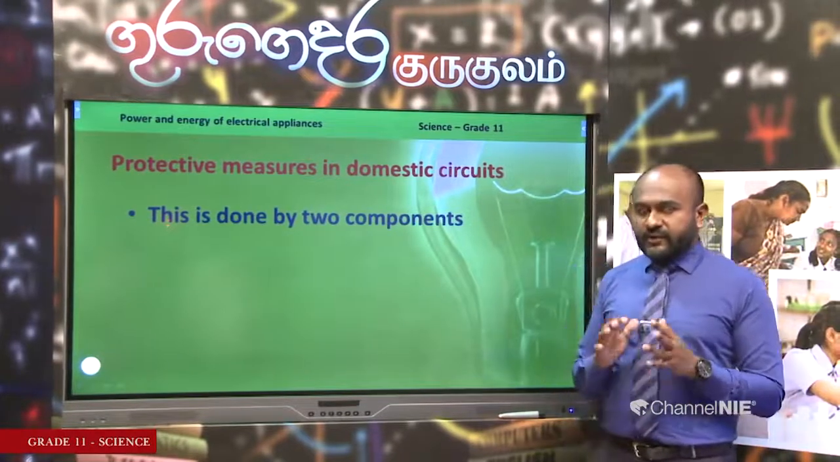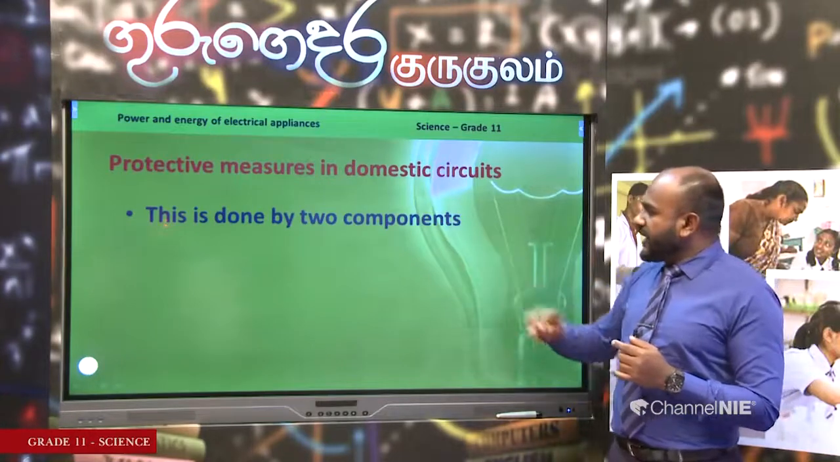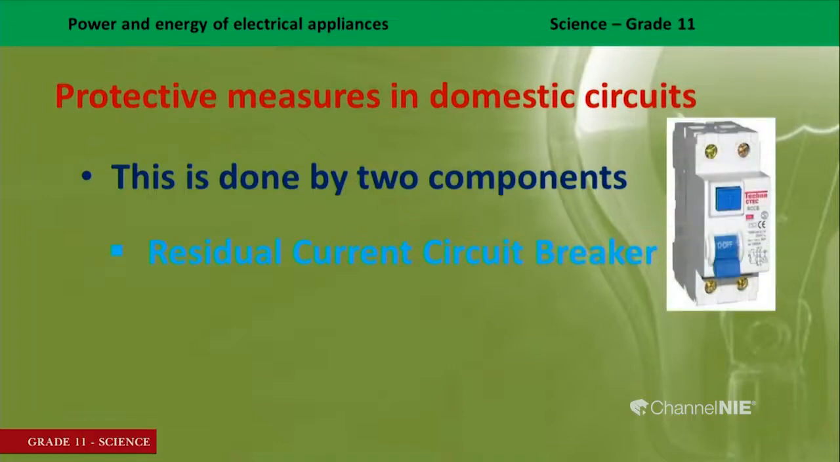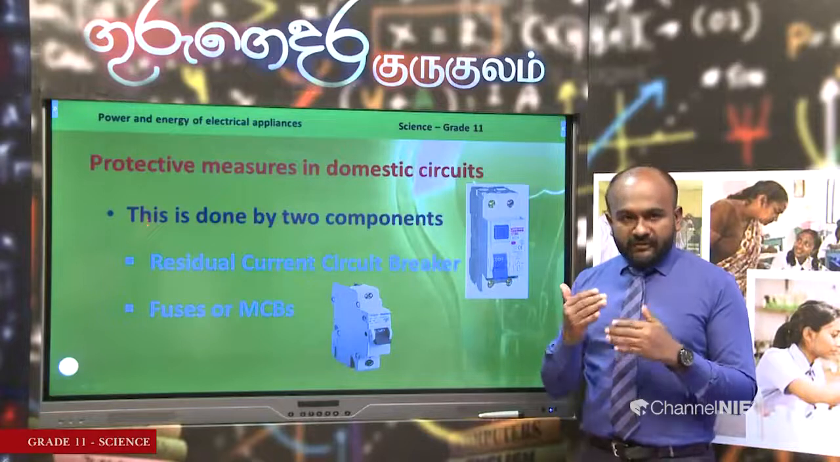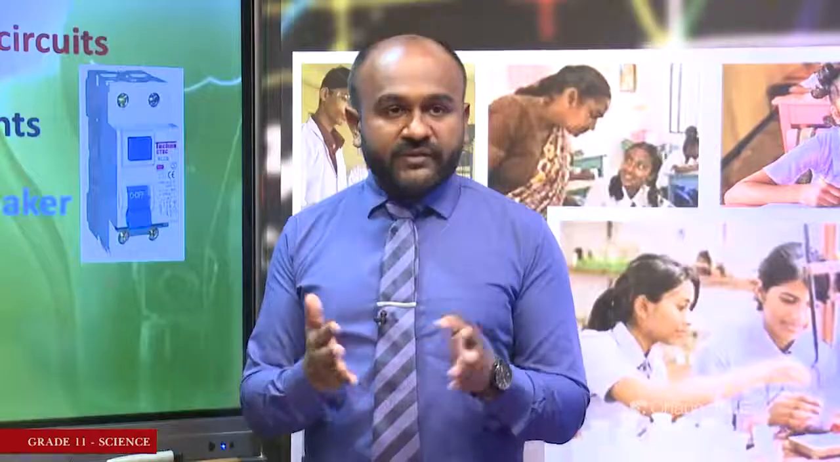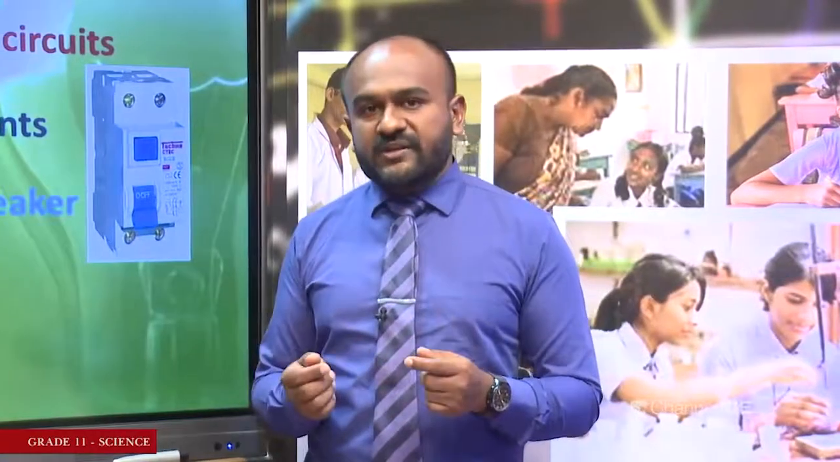When it comes to these protective measures, they are done by two components in the domestic circuit. Residual current circuit breaker. Can you remember the picture? You see a residual current circuit breaker now on the screen. This is also done by fuses or MCBs. You see one MCB on the screen now. So, this protection is done by two things mainly. One is the residual current circuit breaker, or RCCB. The other one is MCBs or fuses.